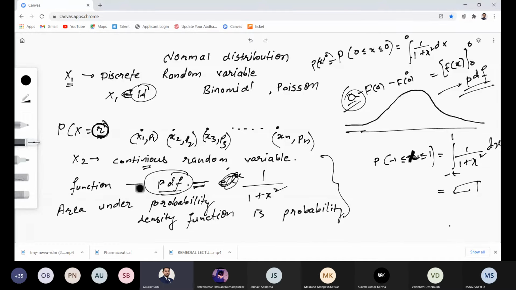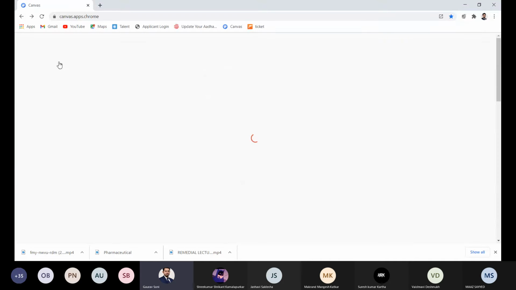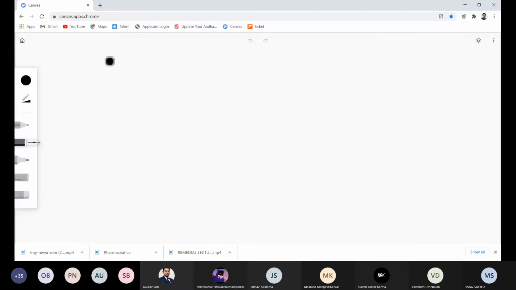So when I'm talking about probability for a continuous random variable, I will have to take the integration of the probability density function, right? So now, the normal distribution.